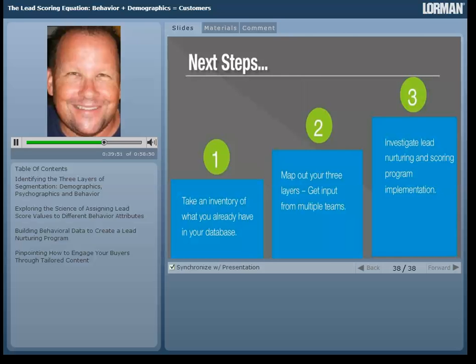And then third, investigate, once you've mapped that out, applying lead nurturing and lead scoring programs to that data set. And this is executed through a marketing automation platform.